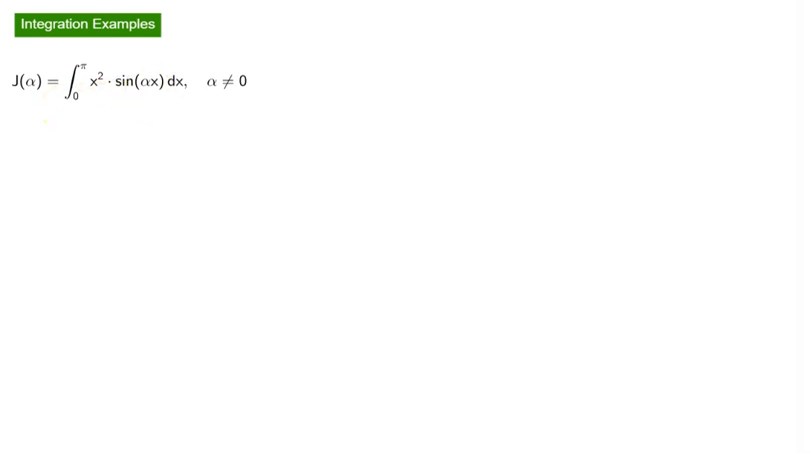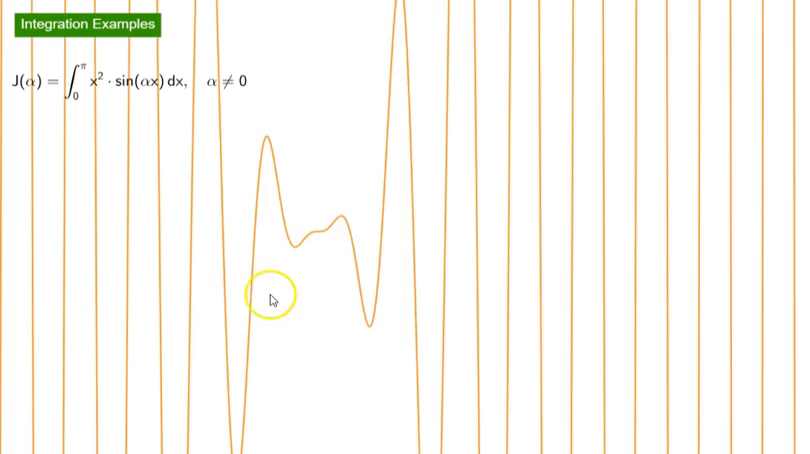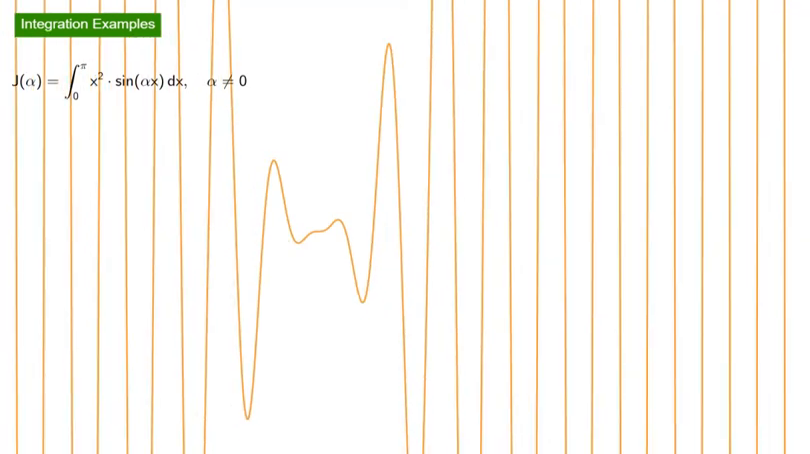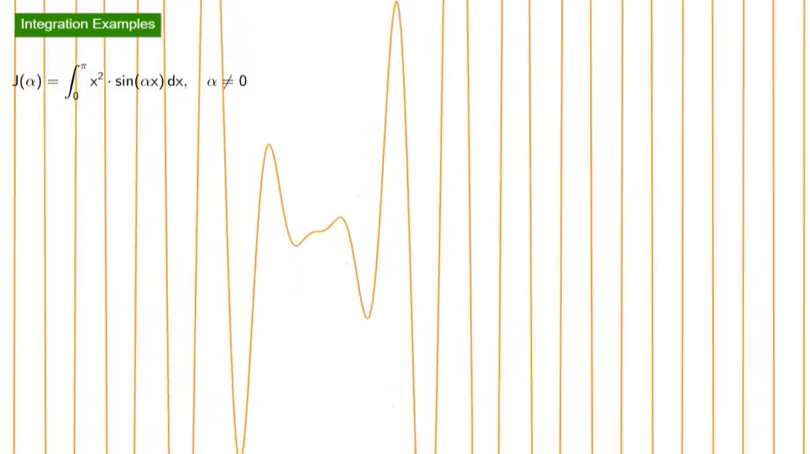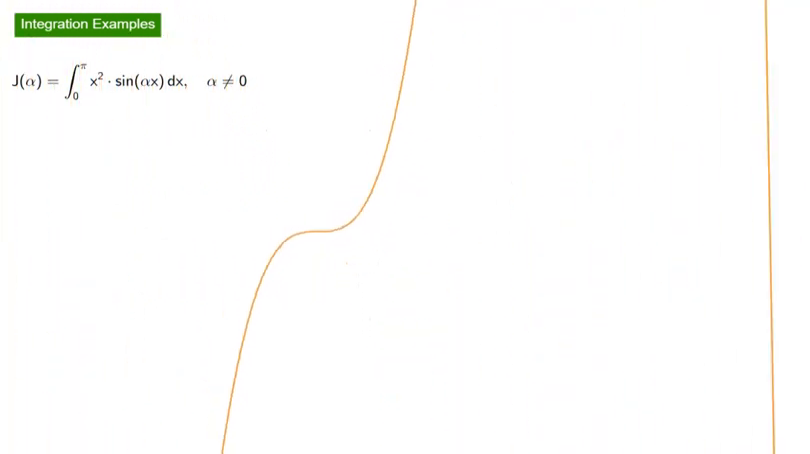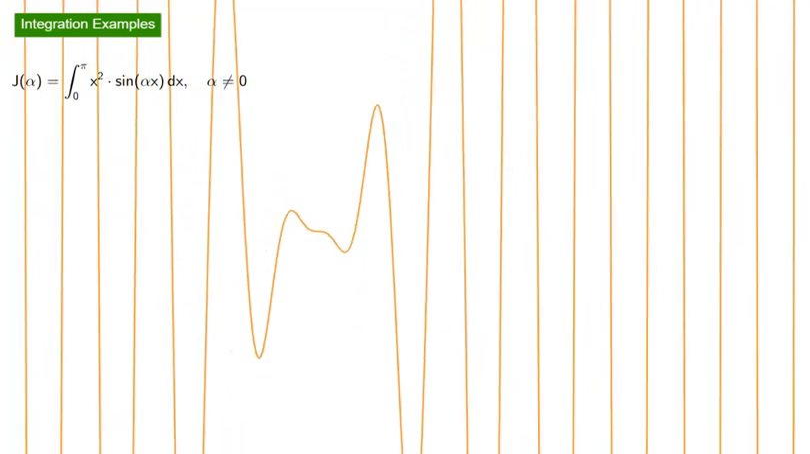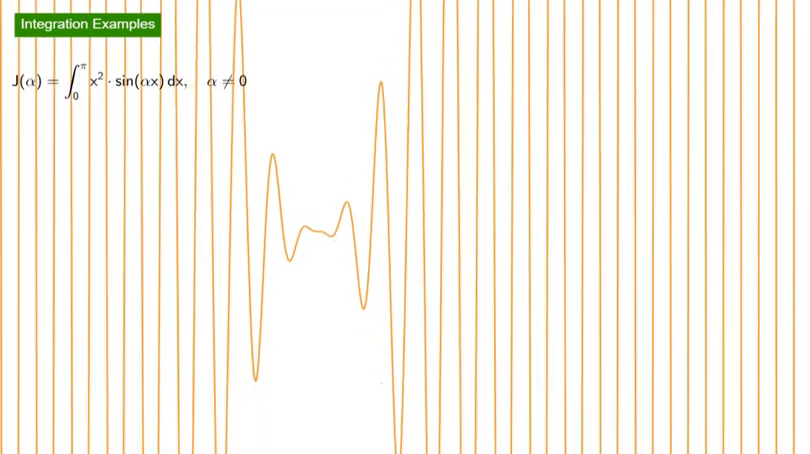So let's see how it looks, and it depends on alpha. Without those 0 to pi limits, the function looks like this. And as I change alpha, the graph changes like this. I'm going between minus 5 and 5 for the value of alpha.